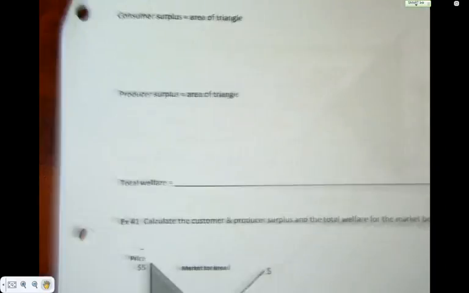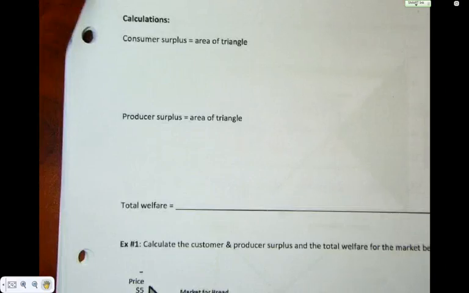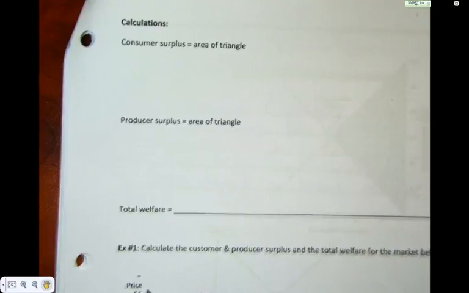Okay, so what we're going to do today is practice, well, how do we calculate this? How do we get a numeric value for consumer surplus? How do we get a numeric value for producer surplus? So what it comes down to is just the area of those two triangles. What is the basic general math formula for area of a triangle?